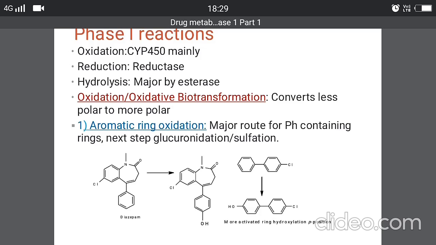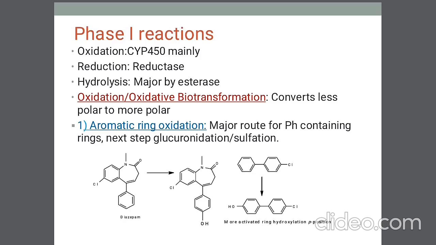So likewise, remember the site. Don't learn the example by heart. The example can be anything, from your syllabus or apart from your syllabus. So identify the site from the given structure and accordingly write the metabolite structure. So first is aromatic ring oxidation.